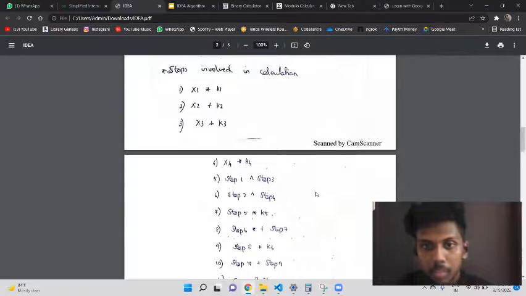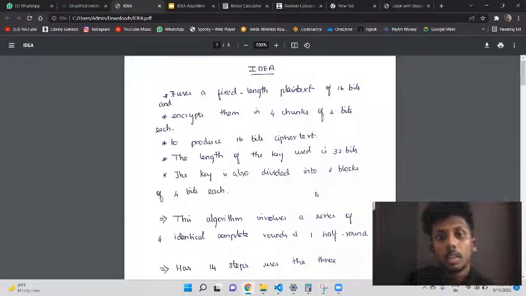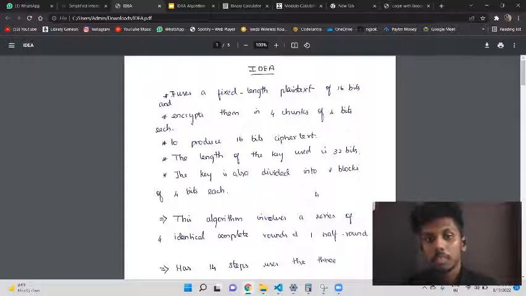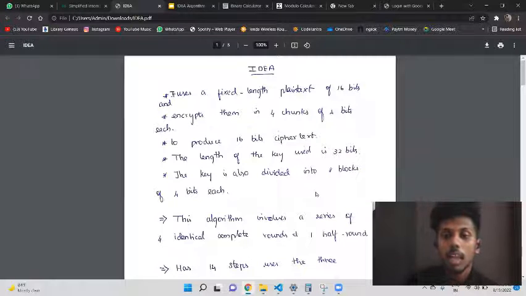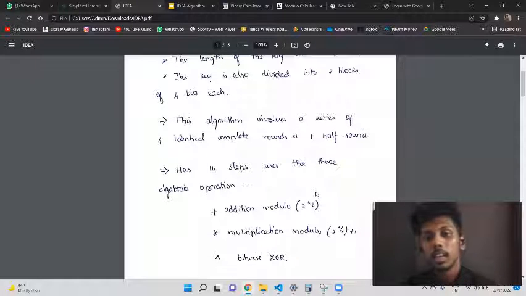I will again explain the gist of this algorithm. The algorithm will take 16 bits of plain text, 16 bits of ciphertext, and the key will be 32 bits. Plain text will be 16 bits, and it will be encrypted as 4 chunks of 4 bits, same 16 bits only, to produce ciphertext of 16 bits. The key is divided into 8 blocks of 4 bits. This algorithm has 4 identical rounds, and round 1, round 2, round 3, and round 4 are the same. It will follow the same steps.